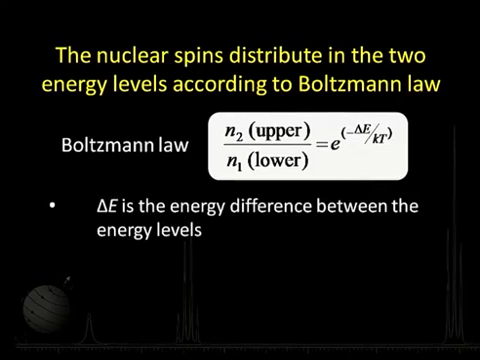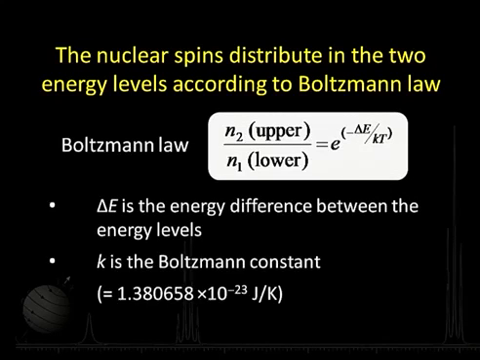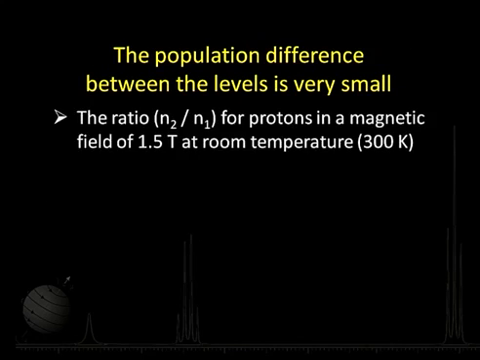Now, why am I talking about this? It has a very relevant implication. As I just mentioned, delta E is the energy difference and k is the Boltzmann constant. Let me take an example: if I want to compute the N2 by N1 ratio for protons in a magnetic field of about 1.5 Tesla, which is a typical field we use, at room temperature of 300 K.